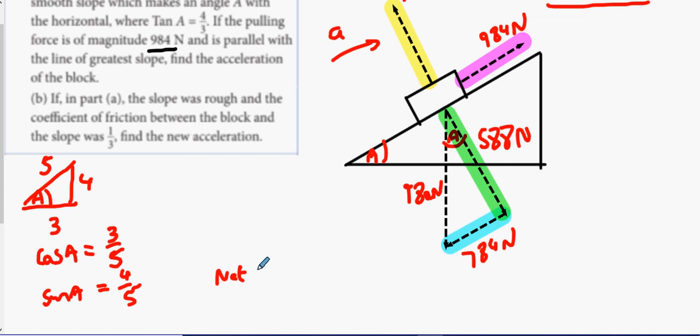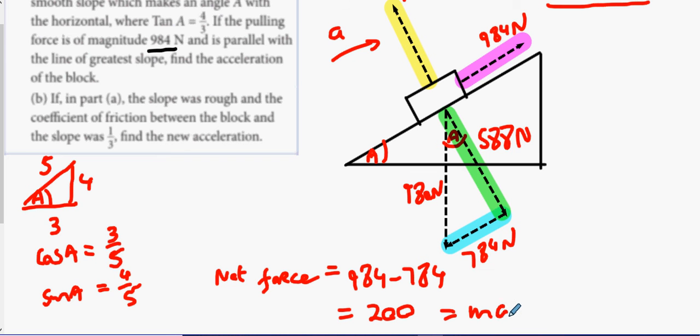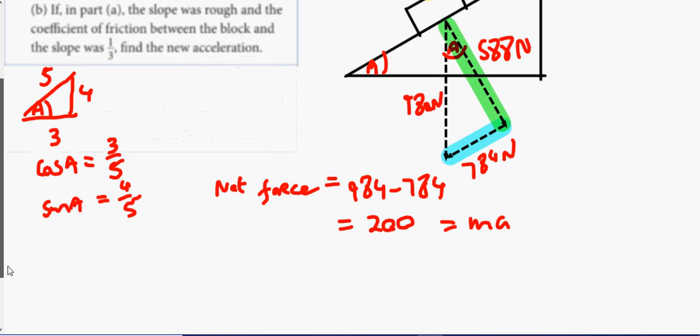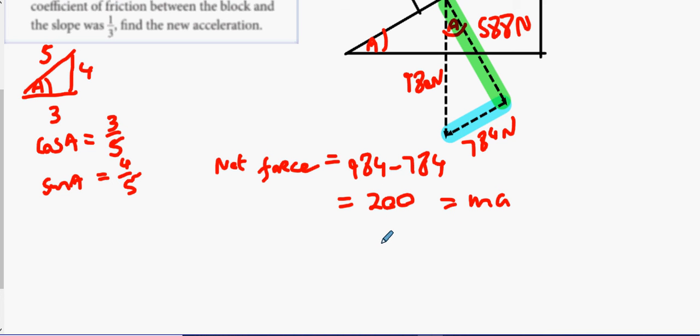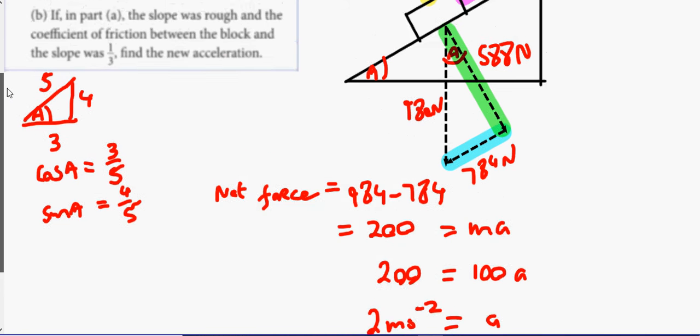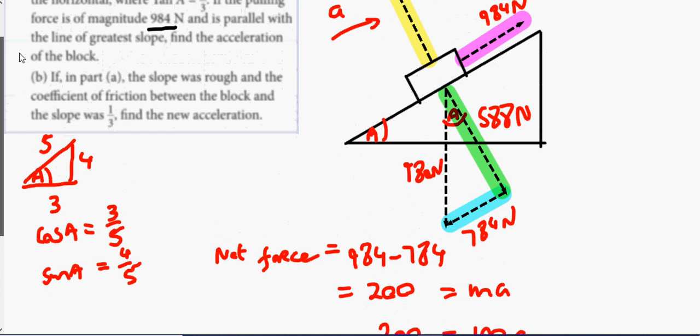Net force equal to 984 take away 784, 200 newtons. 200 newtons equals ma, mass times acceleration. So what we have here is 200 equals 100a, mass times acceleration, and divided across, a equals 2 meters per second squared. Now, what we're doing next is we're going to abandon this.